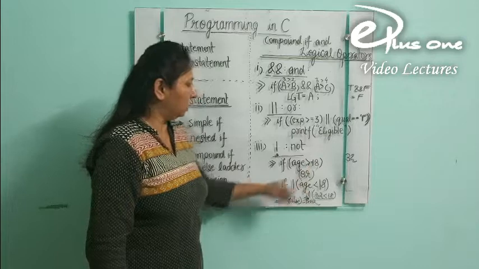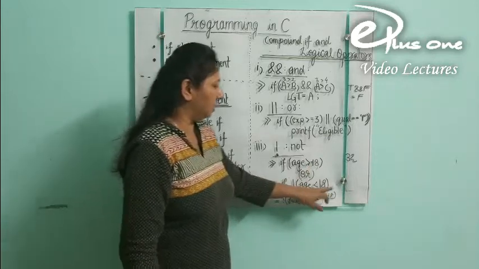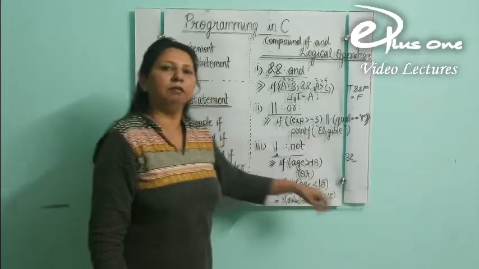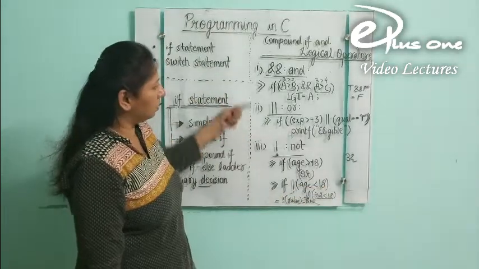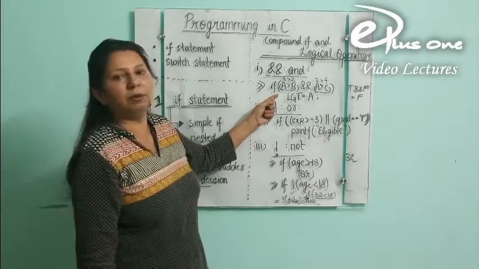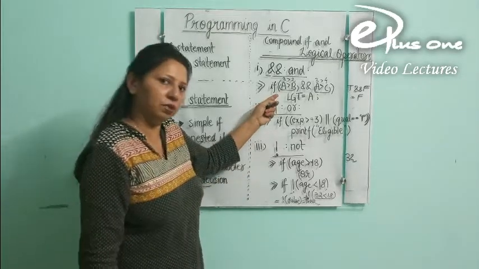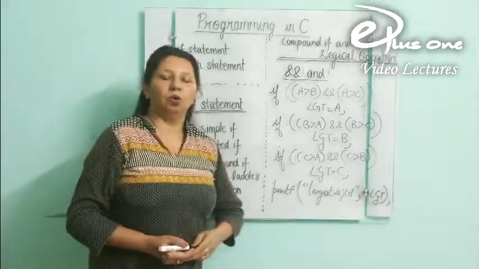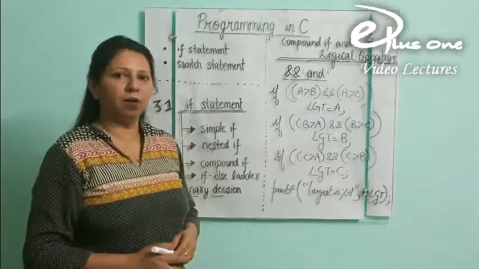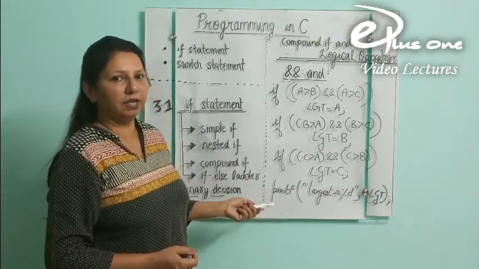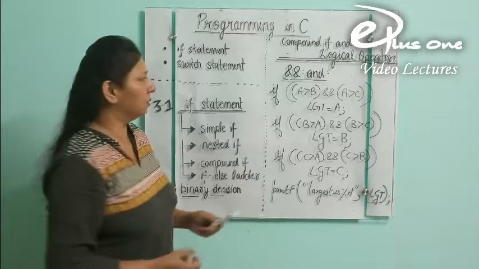So you are writing already that if NOT of age less than 18, printf eligible. So again here also it will print eligible. This is how these three logical operators are going to work. Now let us write the complete program to find the largest of three numbers using this compound operator. Using the compound AND operator, let us have a look at the complete program that I'm going to write to find the largest of three numbers.